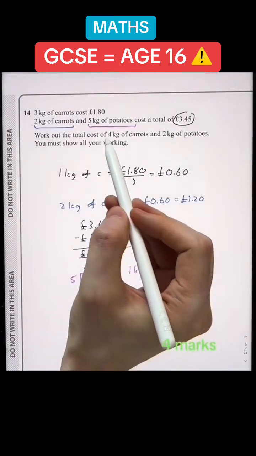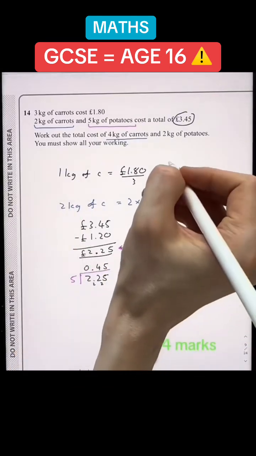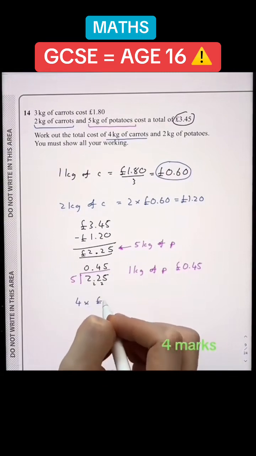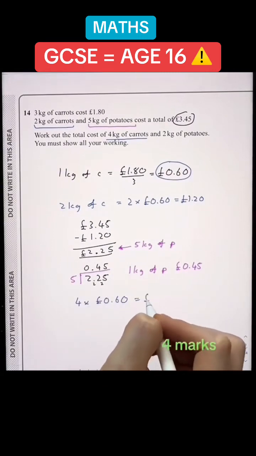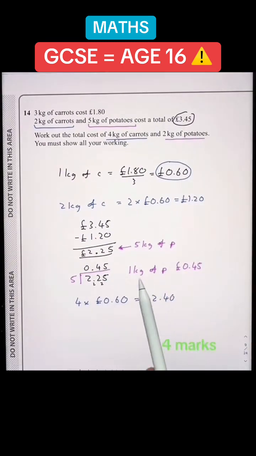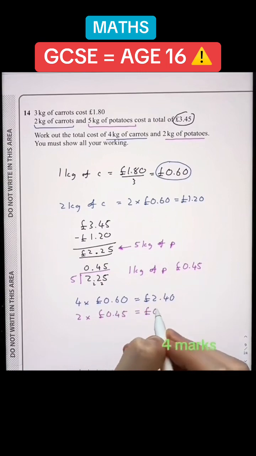As I want to work out the total cost of 4 kilograms of carrots and 2 kilograms of potatoes, I know 1 kilogram of carrots costs me 60 pence. So therefore 4 kilograms of carrots will be 4 times 60 pence, which will give us £2.40. As I also want to work out 2 kilograms of potatoes, I know 1 kilogram of potatoes costs me 45 pence. Therefore 2 kilograms of potatoes will be 2 times 45 pence, which will give us 90 pence.